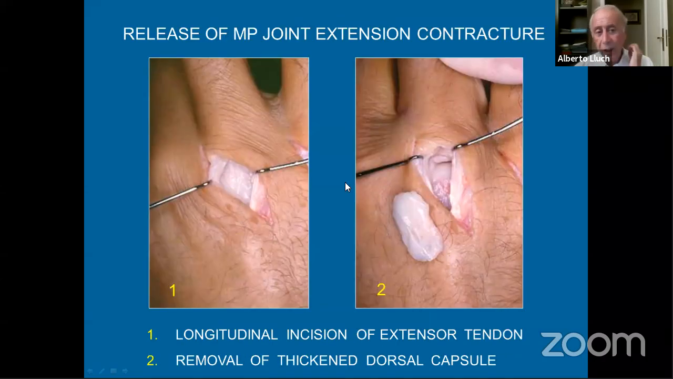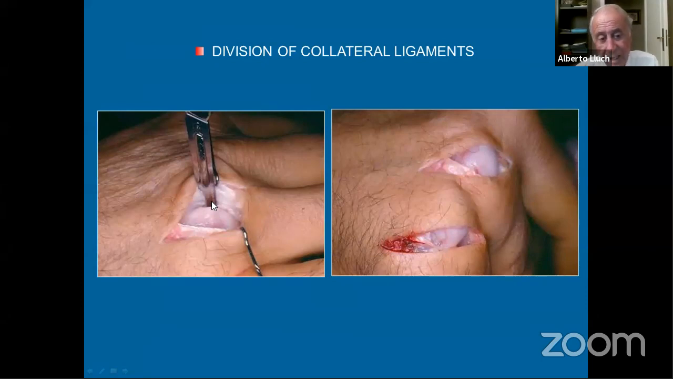When we do a release of an MP joint extension contracture, like here, in one finger or several fingers, we divide longitudinally the extensor tendons. And after the extensor tendon is divided and retracted both sides, then we can remove the dorsal capsule, and we can see that the extensor tendon does not insert into the proximal phalanx. Then, if needed, which is in most of the cases, we cut the origin, I should say, of the collateral ligament.